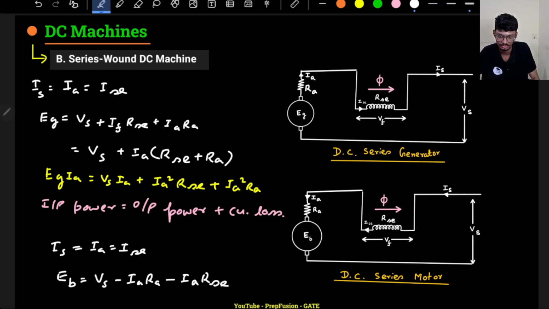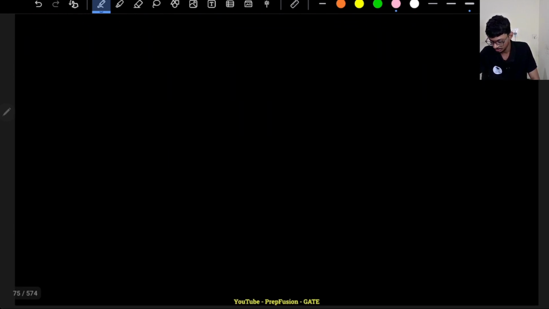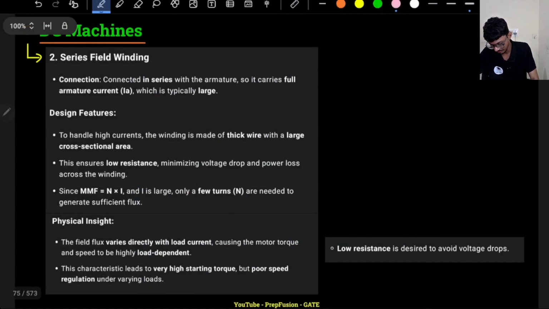Again, you can do the same exercise, whatever is the armature power you can calculate that power. So this input power is also known as the shaft power, right? Shaft power or the armature power, anything will work. Okay, so that was about these derivations. Whatever we have discussed, the same thing is written over here.